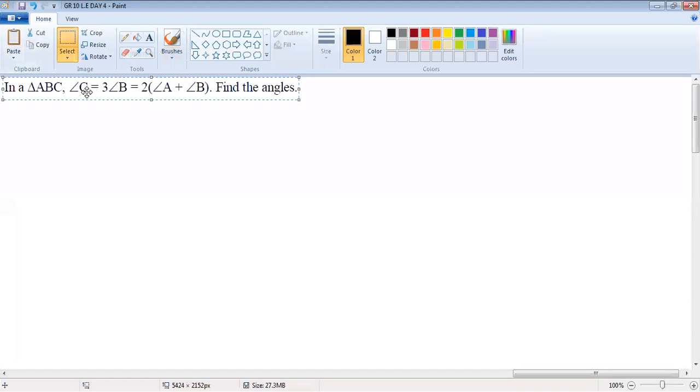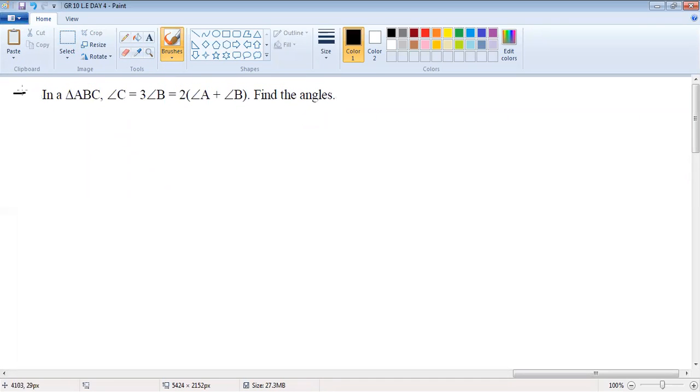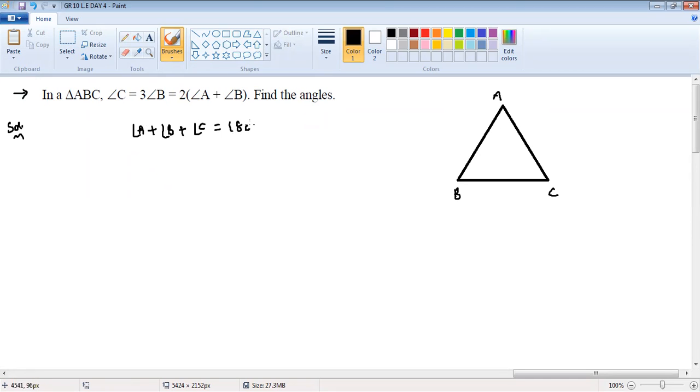Can you tell me how to do this question? In a triangle ABC, so we'll take the triangle ABC. Solution now: angle A plus angle B plus angle C is equal to 180 degrees. Okay? Now how are you going to help me? I don't know this question. Can you help me?